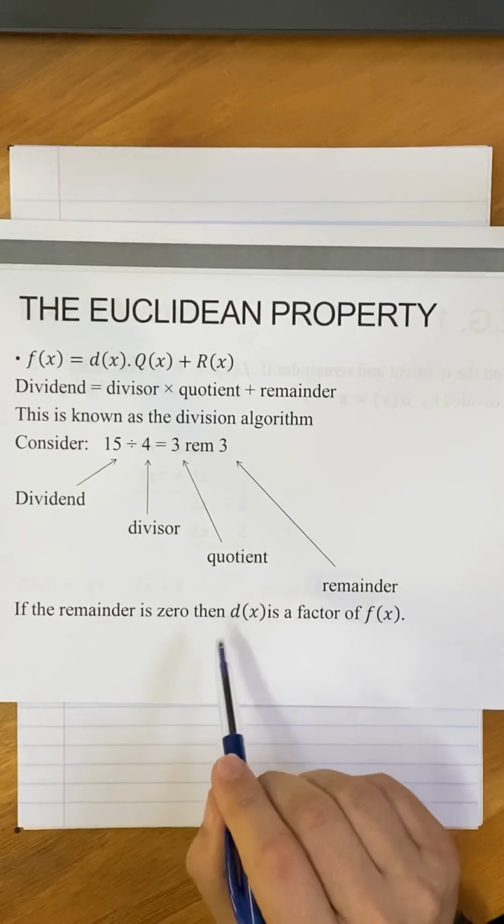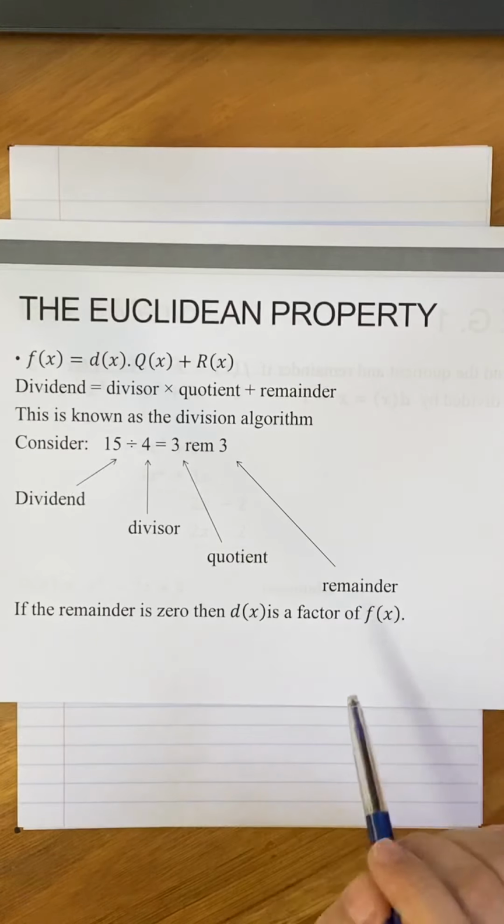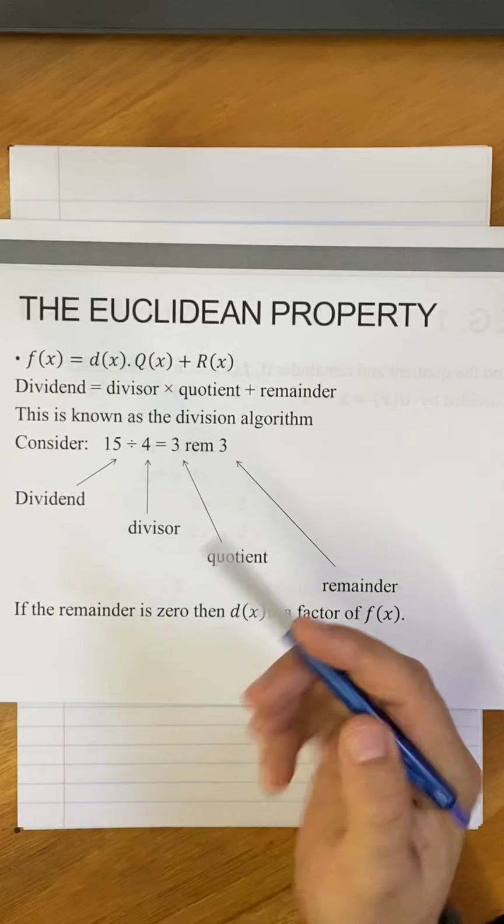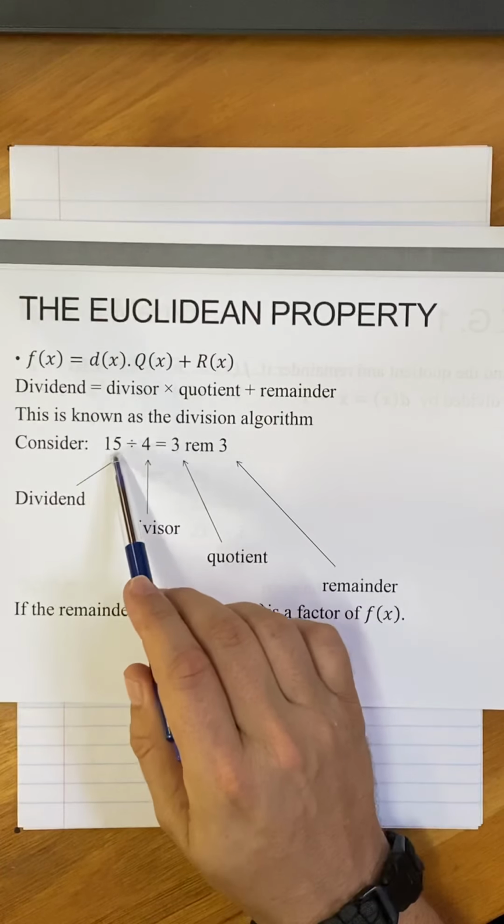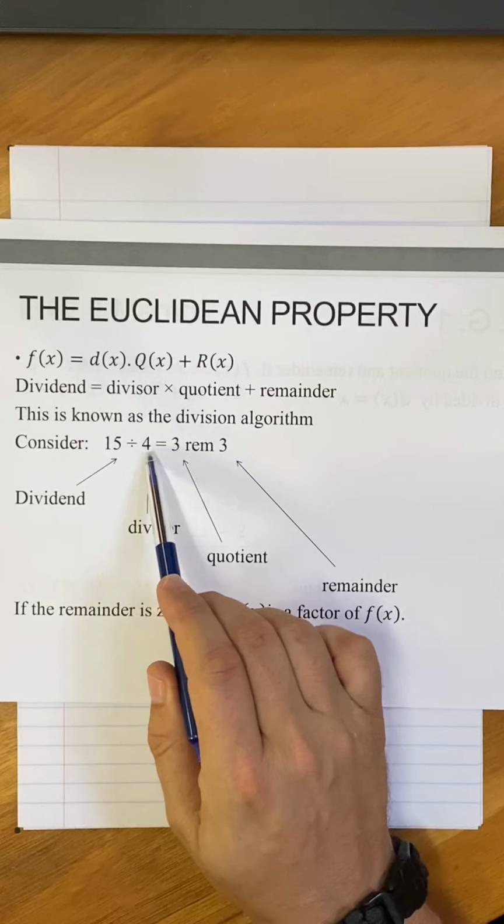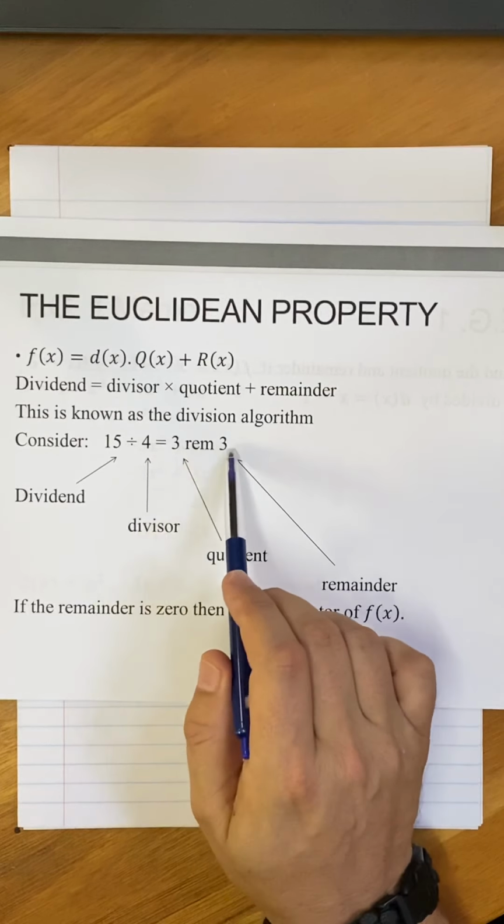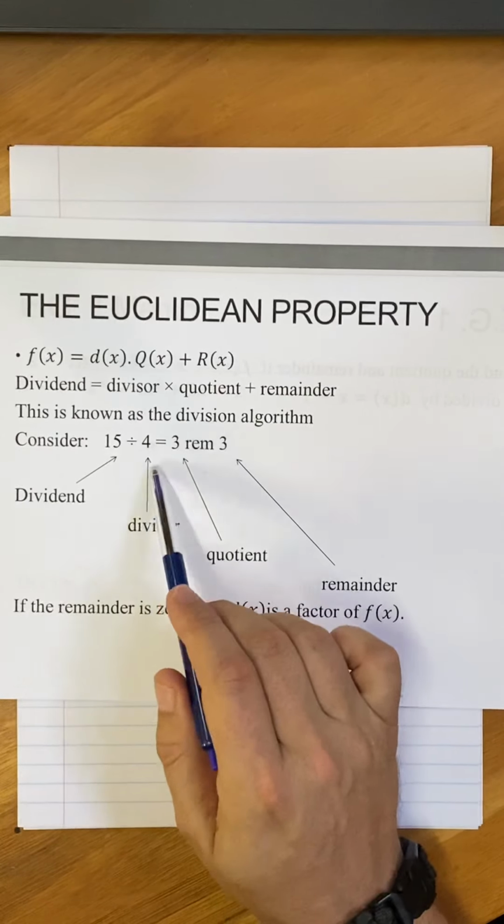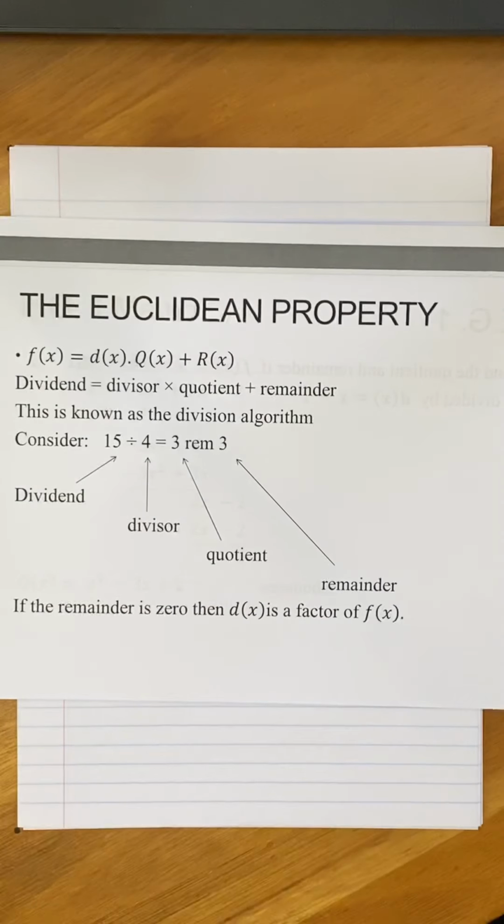So that's your dividend, your divisor, your quotient, your remainder. If the remainder is 0, then d of x is a factor of f of x. So, for example, if we took here 15 divided by 5, we would get 3, remainder 0. That means that the 5 is a factor. All right.